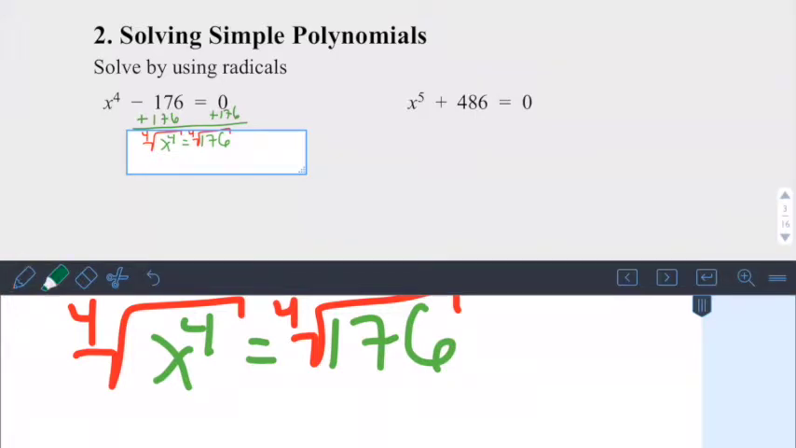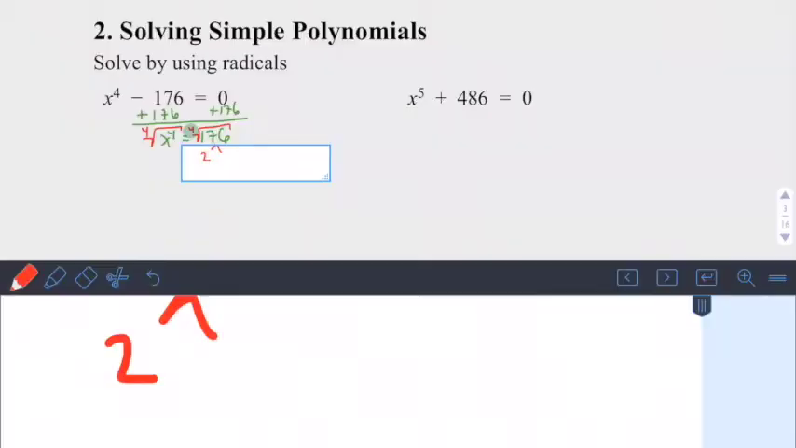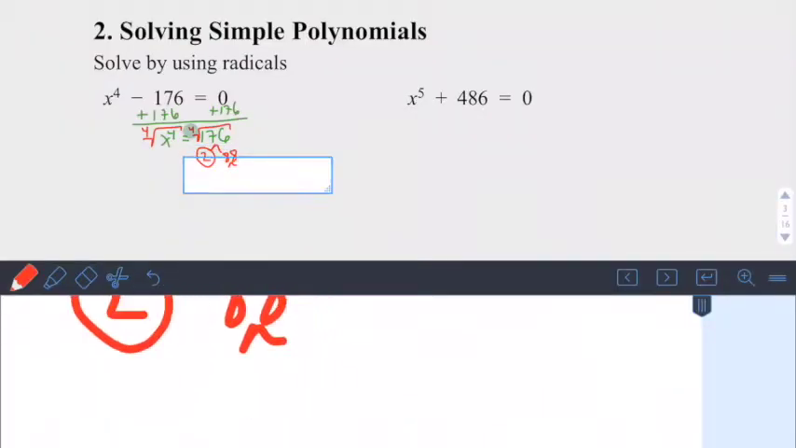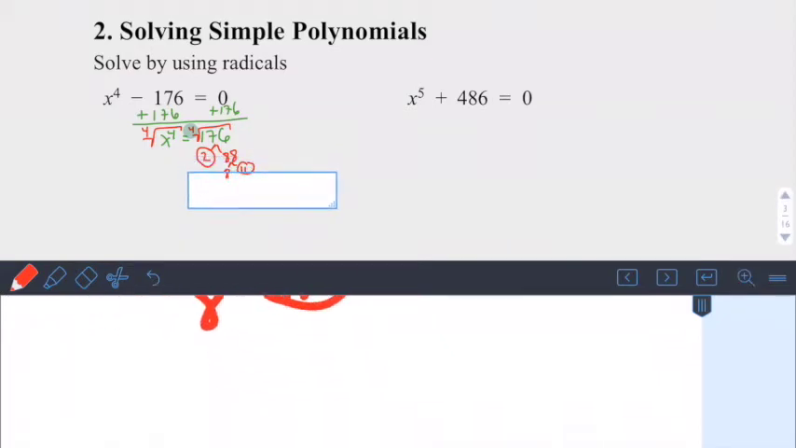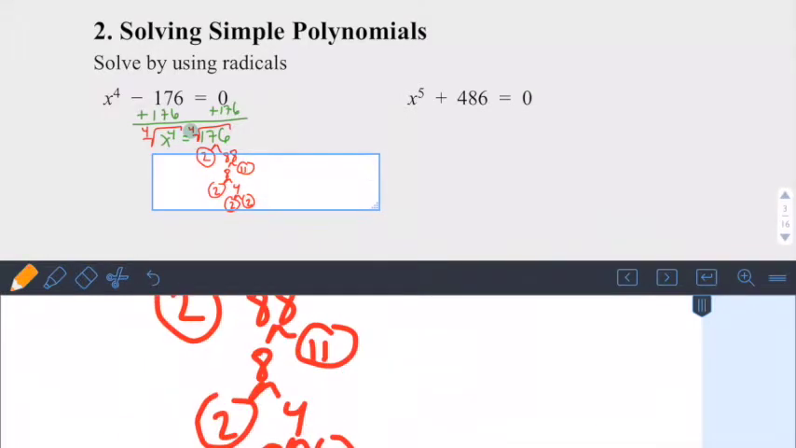So when I break this down into its prime factors, I'm looking for groups of 4. So I can start with 2 times 88. Well, 2 is a prime, I'm going to circle it. 88 can be broken down into 8 and 11. Well, 11 is a prime, 8 is not. 8 is 2 times 4, and 4 is 2 times 2. So look, here's 1, 2, 3, 4 2's, and then an 11, which will be my leftover.